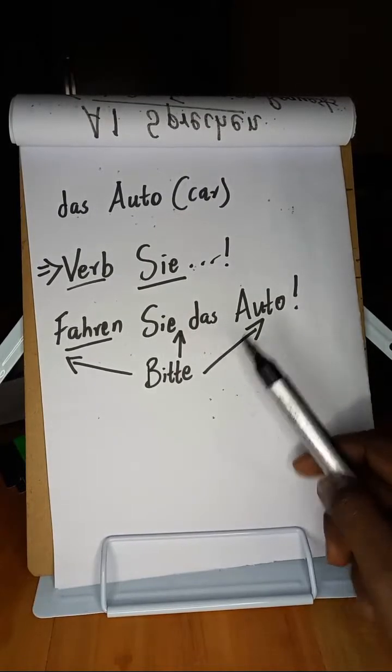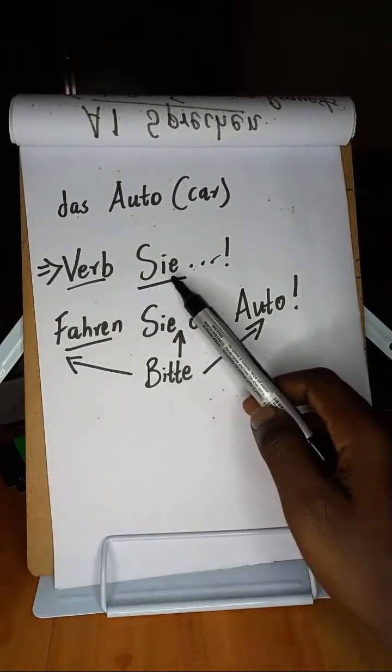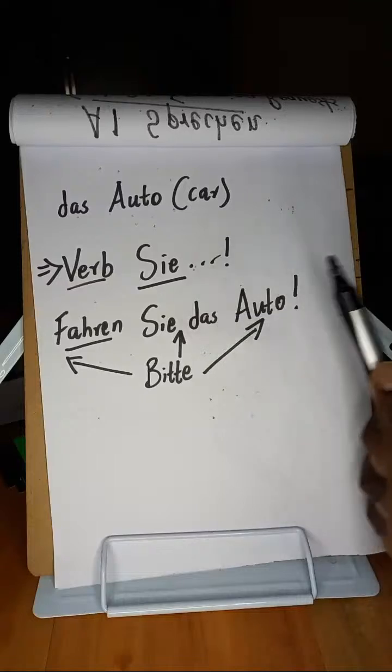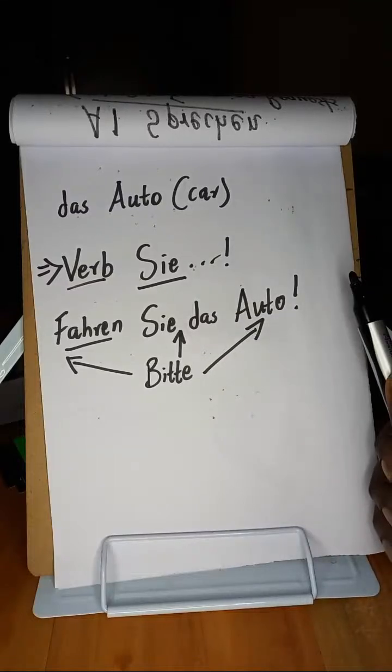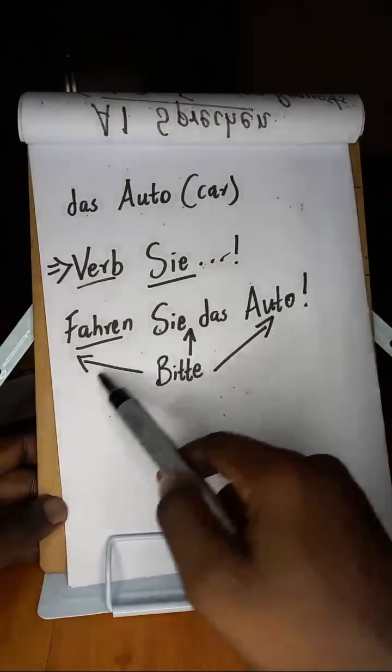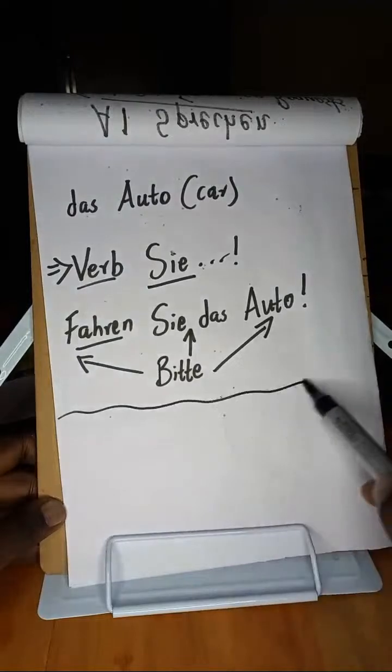So you say it when forming the request, you begin with your verb and then you follow with the Z. Fahren Sie das Auto. Drive the car. You could say, okay, etc. Okay, let's get some other example.